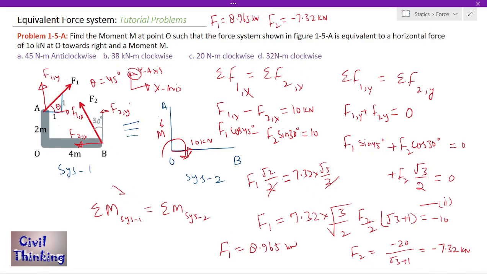Okay, so let me now erase all of this. Then we will apply this third equation. We will find the value. We have to find the moment at point O. We will get it using this equation. So let me first erase all of this.